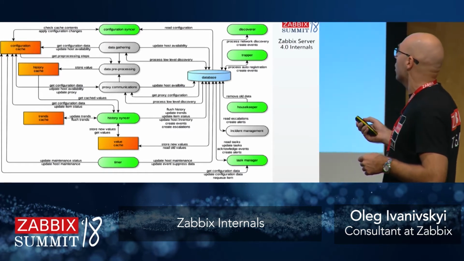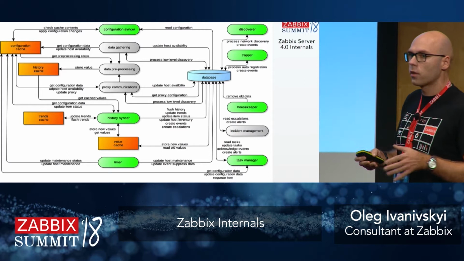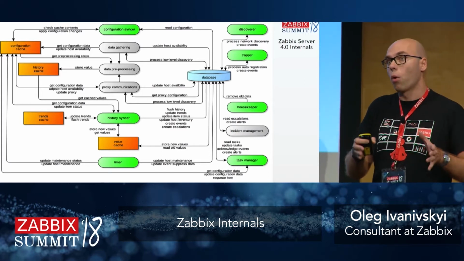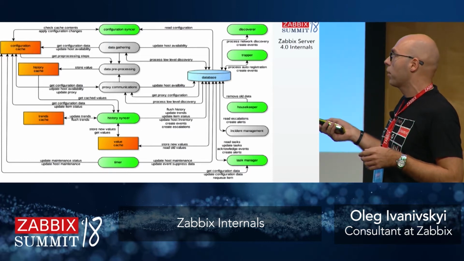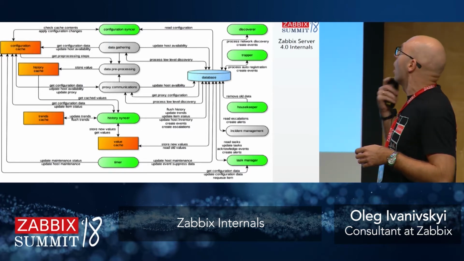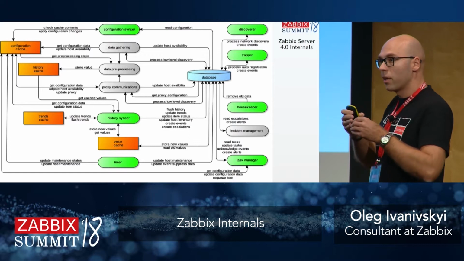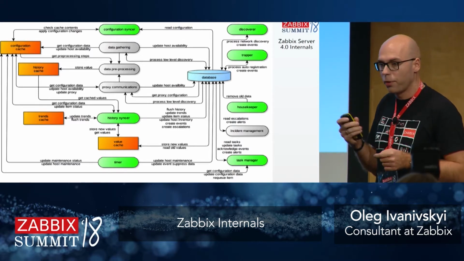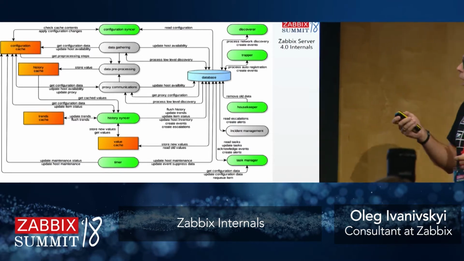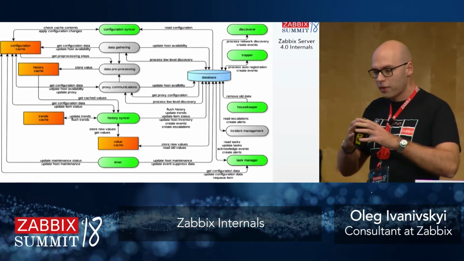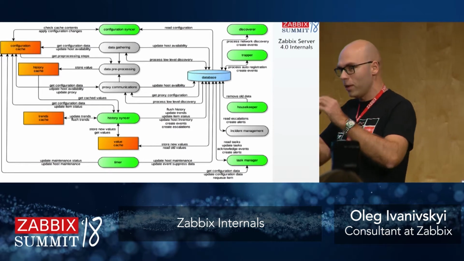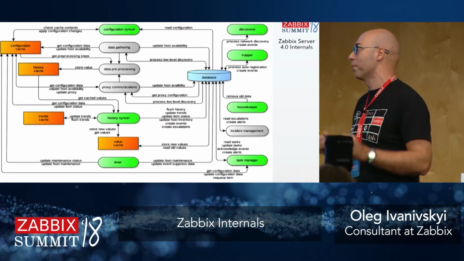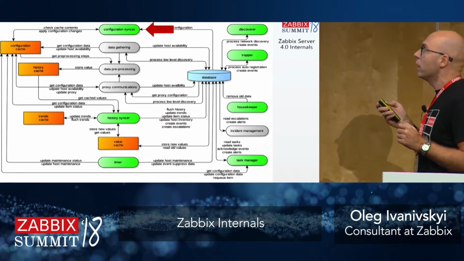Also, we have these guys. Green means it's some process, internal or external. Internal means it will manage some internal tasks, like writing data to the database. External means it will connect somewhere outside of Zabbix to get some information. This color means we have some process behind such an object. It means that we have an even bigger picture. So let's start from the beginning.